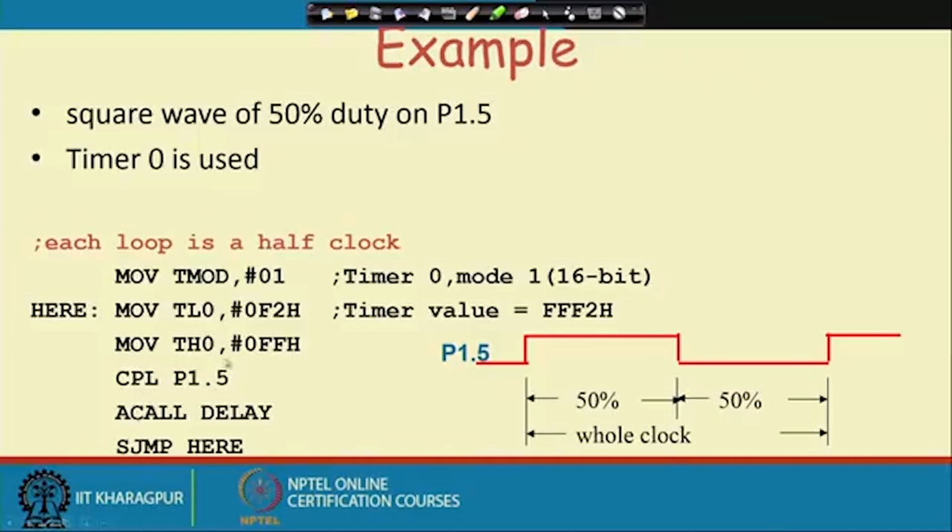Now we complement P1.5, so whatever the previous value of this port was, it gets complemented. Then we call the delay routine, which we will see shortly, and then SJMP back to this point. Again the timer will be loaded and the port value will be complemented.